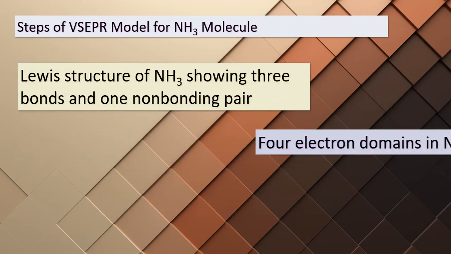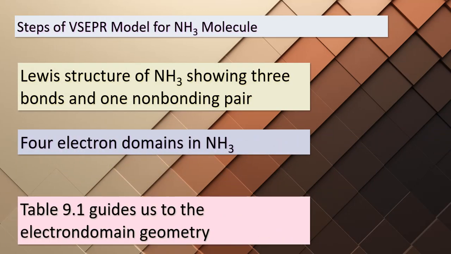Alright, students, let's roll up our sleeves and dive into the first step of the VSEPR model applied to NH3. As we can see in the Lewis structure of NH3, there are 3 bonds and 1 non-bonding pair. This gives us a total of 4 electron domains. Now, if we consult Table 9.1, we learn that NH3's electron domain geometry is tetrahedral. Keep in mind that this electron domain geometry considers all electron domains, including both bonds and non-bonding pairs.